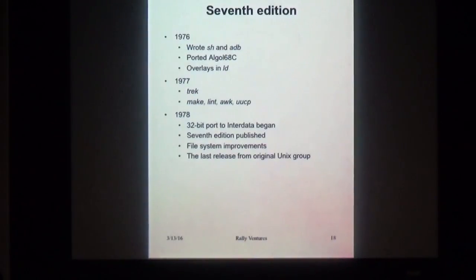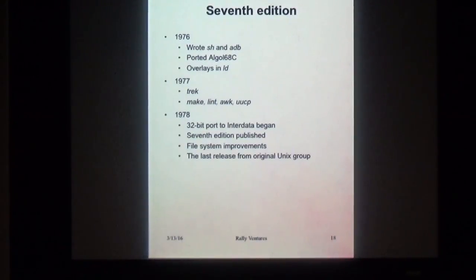So, and then in 78 we actually did the 32-bit port. The 7th edition was published, a bunch of file system improvements. And this was really the last release that the Unix group actually ever did. And then after that it got dragged off and things happened to it after that.